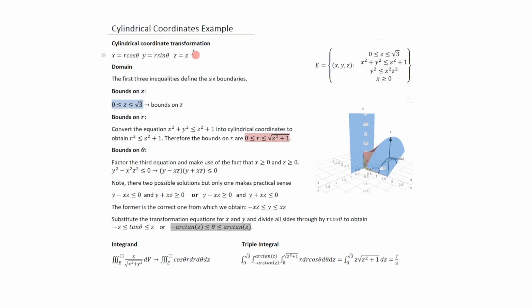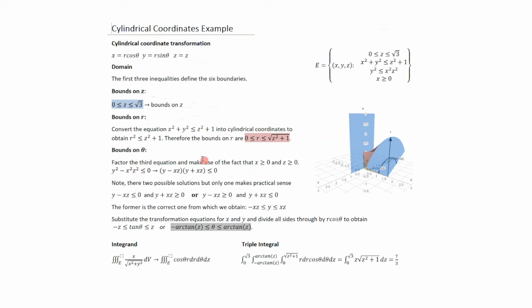So again, in cylindrical coordinates, these are the transformation equations. And we basically have to make use of these inequalities to determine the 6 boundaries. So for the bounds on z, it's pretty straightforward. It's given. Bounds on r, we have to convert the equation x squared plus y squared less than or equal to z squared plus 1 into cylindrical coordinates to obtain r squared is less than or equal to z squared plus 1. All right, so therefore the bounds on r are from 0 to the square root of z squared plus 1. r has to be greater than 0, so you can only basically consider the positive square root.